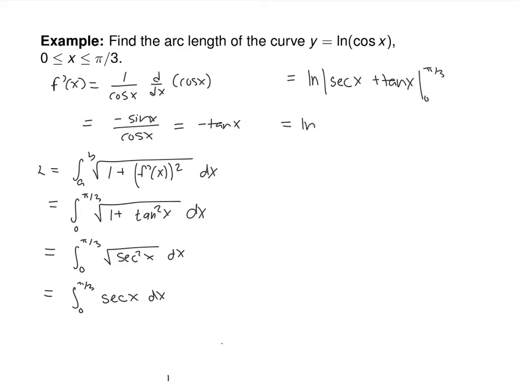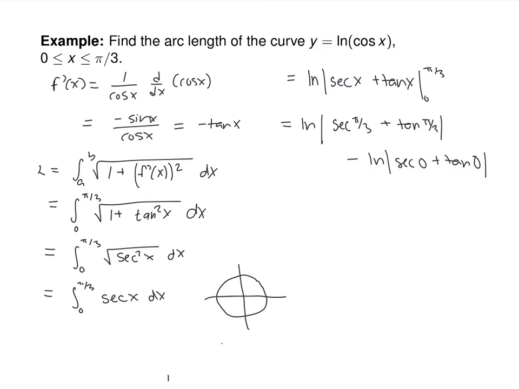So that's ln absolute value of secant of pi/3 plus tangent of pi/3, minus ln absolute value of secant of 0 plus tangent of 0. And you're in Calculus 2, there is absolutely no reason that you should not understand how to use the unit circle. If you don't know, you need to get some help, you need to YouTube, you need to ask me or somebody else. So pi/3 is this angle. And at that angle, the coordinates of the point are 1/2, root 3 over 2. The first one is the cosine, the second one is the sine.